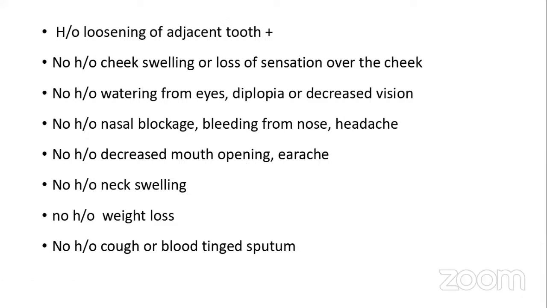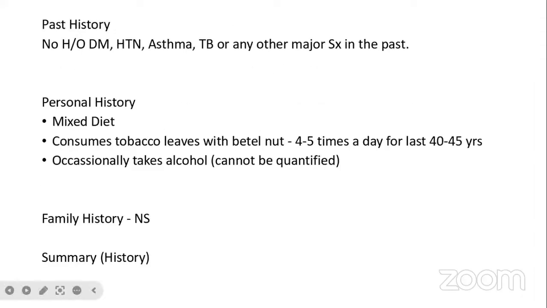There is no history of any neck swelling. There was no history of weight loss, and no history of cough or blood-tinged sputum. There were no comorbidities present, and he did not have any other major surgeries in the past. On personal history, he consumes a mixed diet. The patient consumed tobacco leaves along with betel nut 4 to 5 times a day for the last 40 to 45 years. He had stopped just before the appearance of the symptoms. He takes alcohol occasionally, and there is no significant family history.